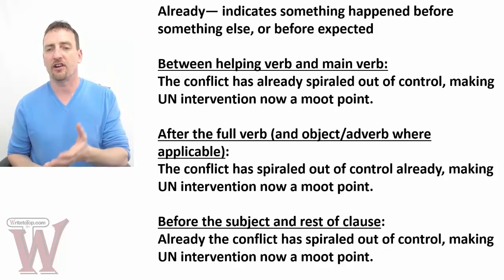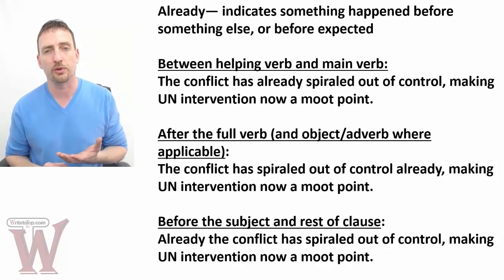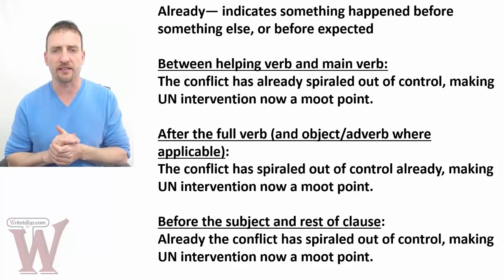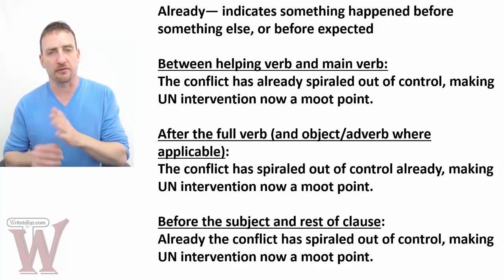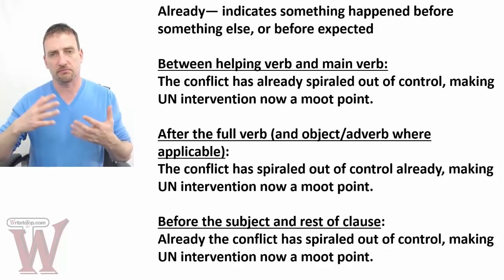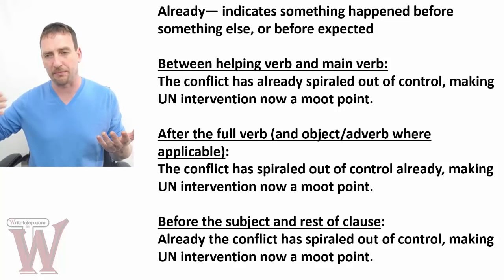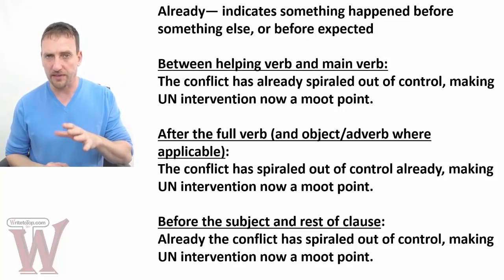The conflict has already spiraled out of control, making UN intervention now a moot point. So a moot point means not so important anymore. We don't need to worry about UN intervention. The conflict's already out of control. So now, here, this is the most common way. Has already spiraled. Put it right between, and we're talking about it already happened before anything else can happen, before the UN intervention. Now, if you're going to put it after a full verb, that's fine.